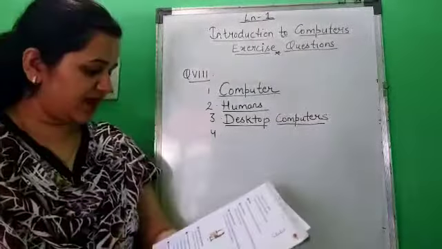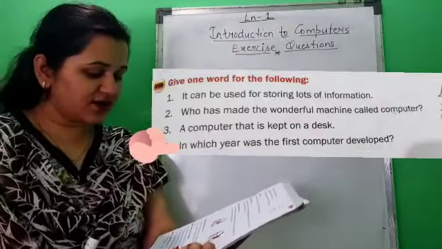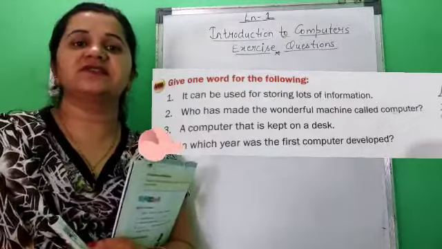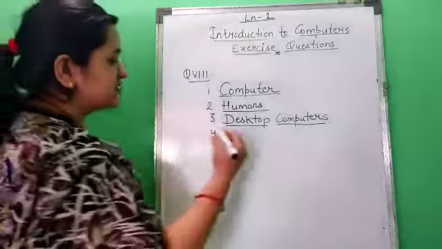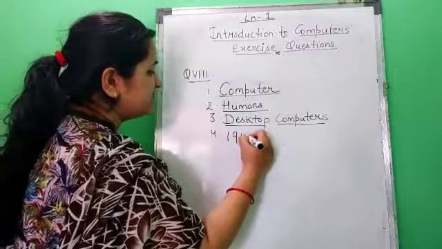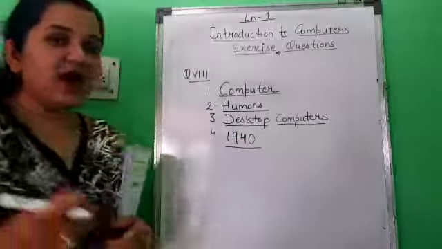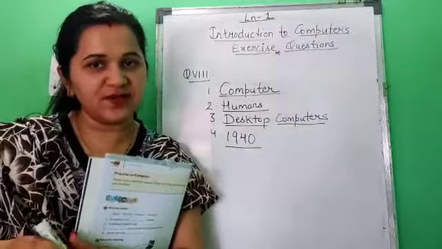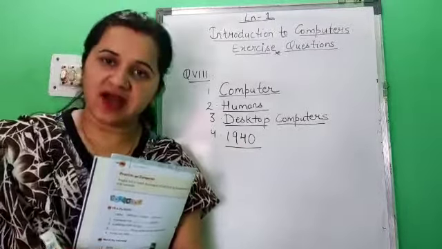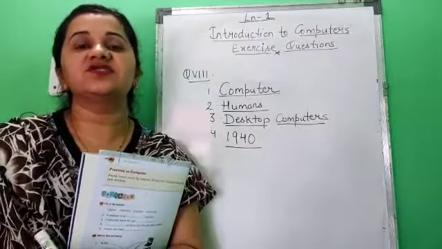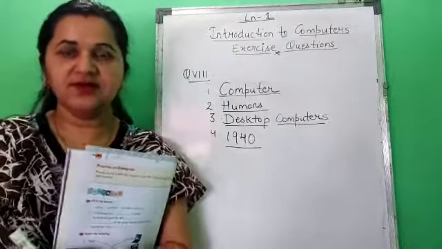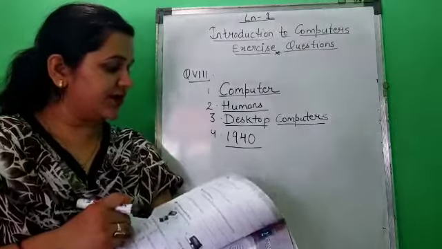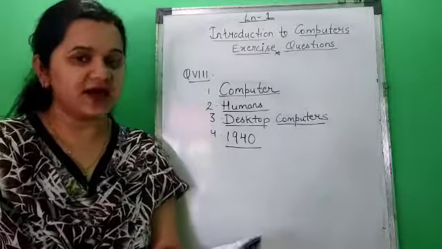Okay, children. Now, the 4th one. In which year was the first computer developed? It was first developed in 1940. If I ask you in which year, then you will write down 1940. If I ask you what is the size of the computer, then you will write down as large as a classroom or as large as a room. Okay, children? Now, we have done the 8th question. Come to the next question, question number 9.